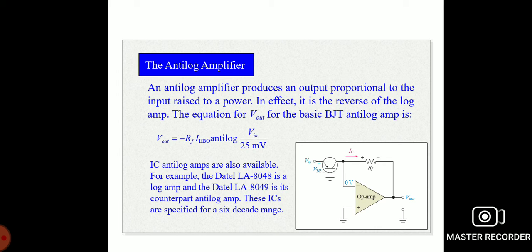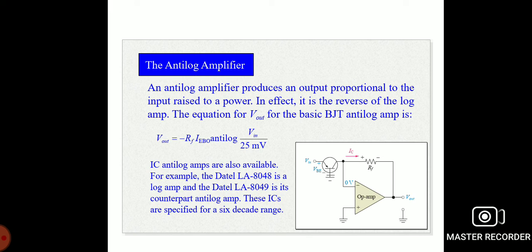Here we can see the input voltage connected to the BJT transistor. So now the output V out is fed to the input or output of the BJT. In the inverting stage, as usual the non-inverting input is grounded. So this structure gives an output proportional to the input raised to a power, the reverse of the log amplifier. We can see the equation of output voltage equal to the negative of forward resistance times I EBO times anti-log of V in divided by 25 millivolt.